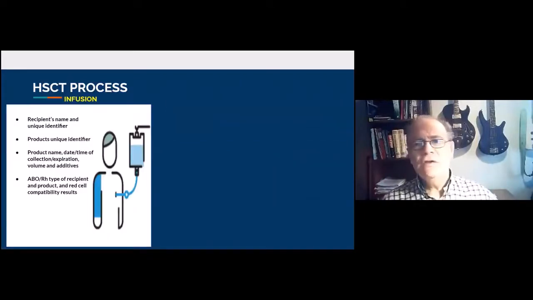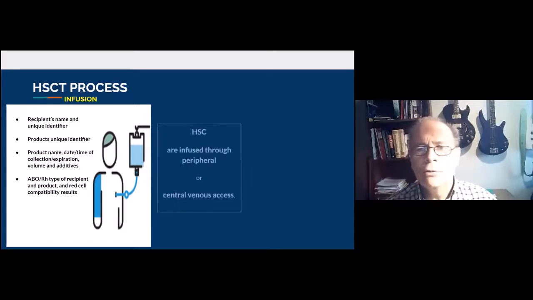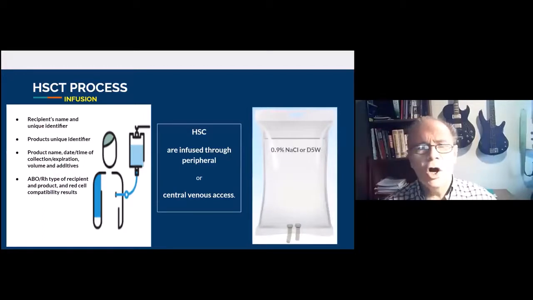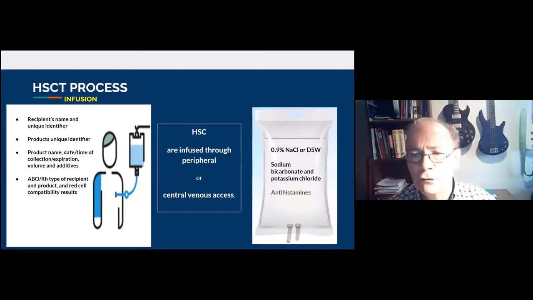At the moment of the infusion, we need to know the recipient's name and unique identifier, the product's ID, product name, date and time of collection, date and time of expiration, volume and additives, and of course the ABO and RH type of recipient and product, and red cell compatibility results. The hematopoietic stem cells are infused through peripheral or central venous access. All patients need to receive normal saline or dextrose before the infusion, and of course they need antihistamine and antipyretics to avoid the adverse events.